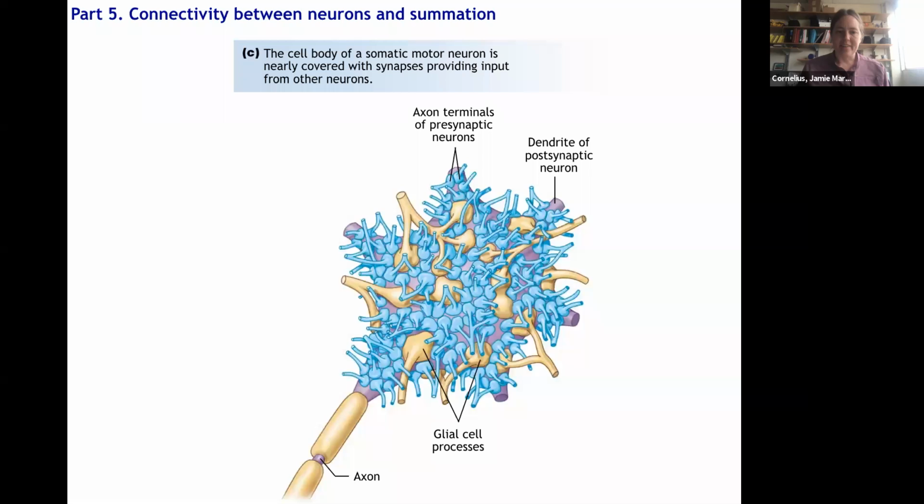So when we draw these things, we draw them very simplistically. And that's by necessity, right? It's really hard to conceptualize all of the processes that might be happening in a neuron at a given moment. But if you look at this, this is the cell body of a somatic motor neuron that's almost completely covered with synapses that provide inputs and points of control from other neurons in the system. And so it's important to think about how all of these different inputs impact the output of the cell. So that's where we start to talk about summation and connectivity.